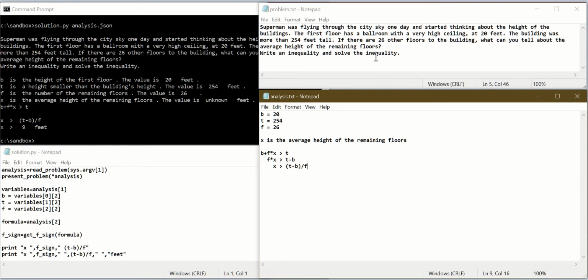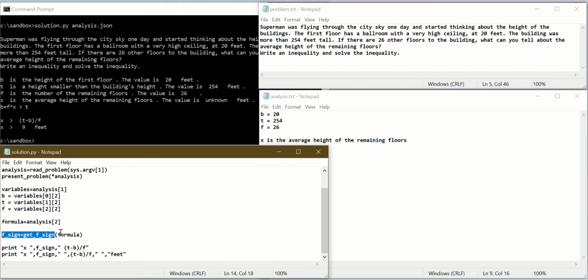Today we will continue coding in Python the solution to our inequality problems. Let's review our previous solution first. We created a function getFsign that extracts the sign from the formula. That allowed us to solve problems with different sign. Today we'll add additional Python code to help us solve different formulas.